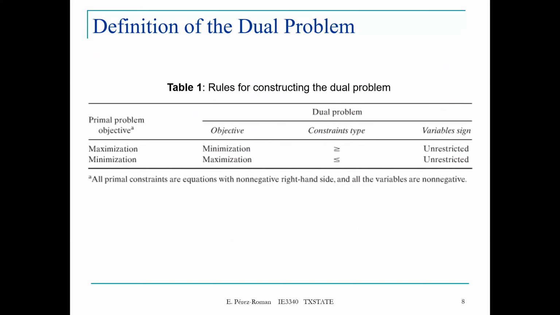Okay, so let's say that the original model, that primal model, is a maximization. For the dual, the objective function is going to be minimization. And then the constraint type is going to be greater or equal to, and the variable signs are going to be unrestricted. If you have a minimization problem as your original problem, then the objective function for your problem in the dual is going to be a maximization, and the constraint types are going to be less than or equal to with unrestricted variable sign.